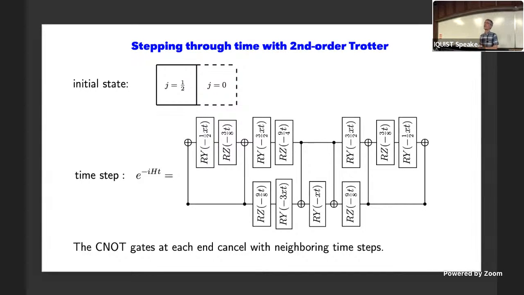Oh, sorry. Yes, you do win in this case by going to second order Schroeder. Yes. In this case, it is. It's a case by case path for each Hamiltonian.